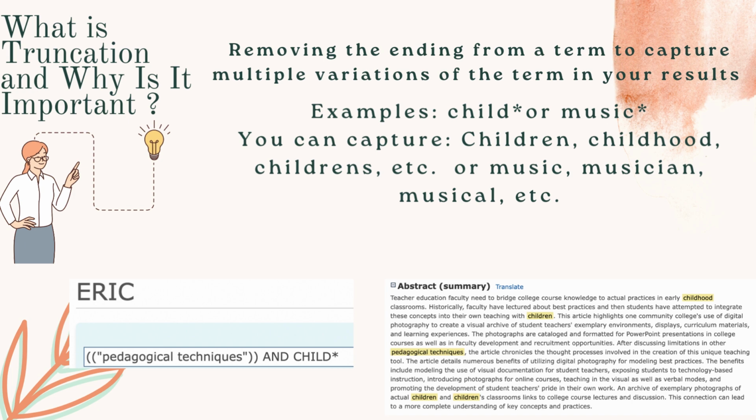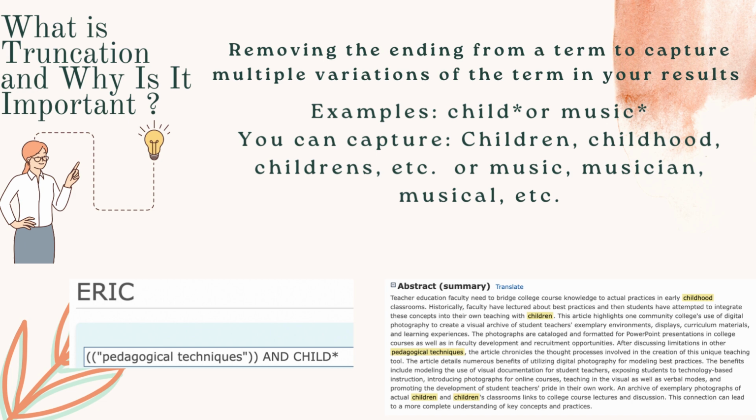And another important thing to note is that truncation symbols can vary. So, take for instance the Westlaw database. Their truncation symbol is actually an exclamation point as opposed to an asterisk. So, it's always good to double check that one is using the correct symbols when using truncation.